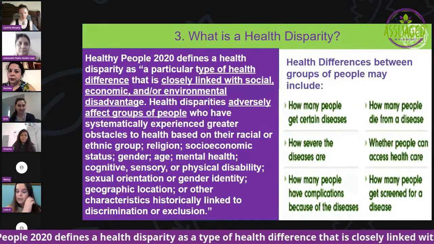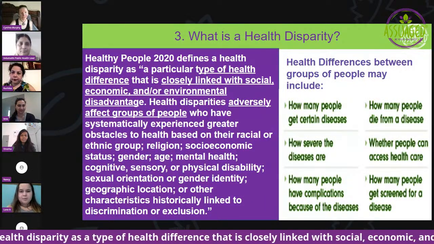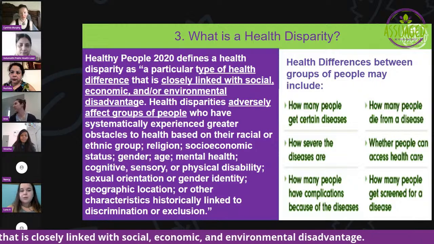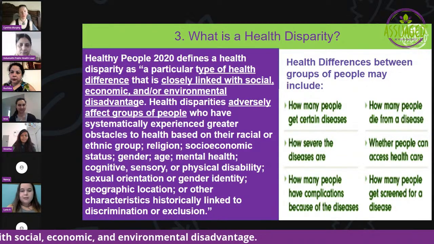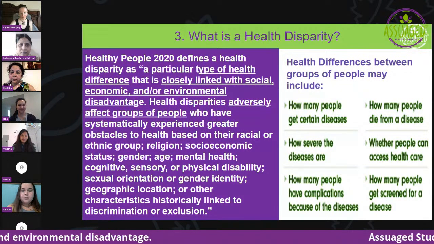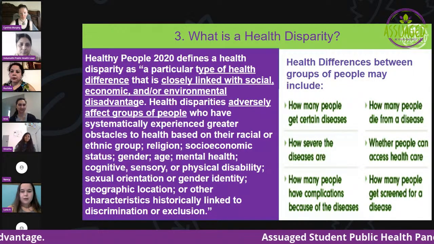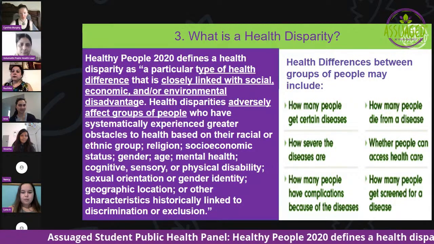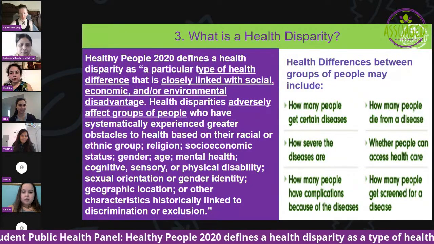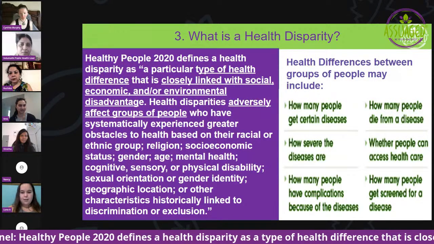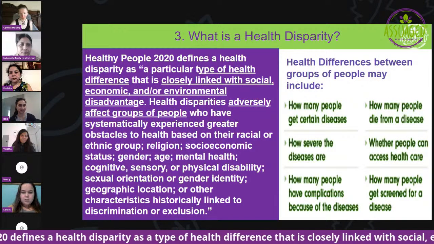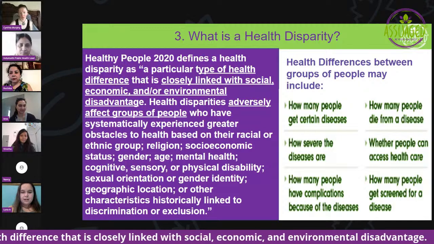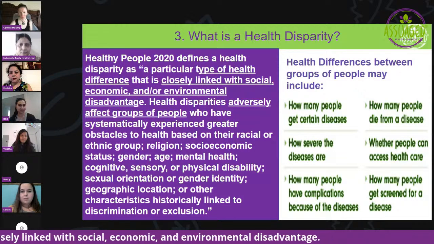And then here is a definition of a health disparity. To shorten it a little bit, it's basically a health difference, and it's generally linked to socioeconomic or environmental disadvantage. These health disparities adversely or disproportionately affect different groups of people and their health. As you can see, it can have to do with race, ethnicity, religion, socioeconomic status, which is both your social status as well as your economic status, gender, age, mental health, disability, which can be a big one, as well as someone's sexual orientation or gender identity. And this is the definition from Healthy People 2020.